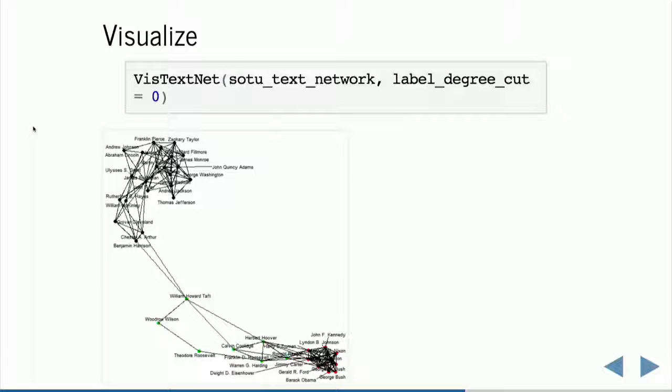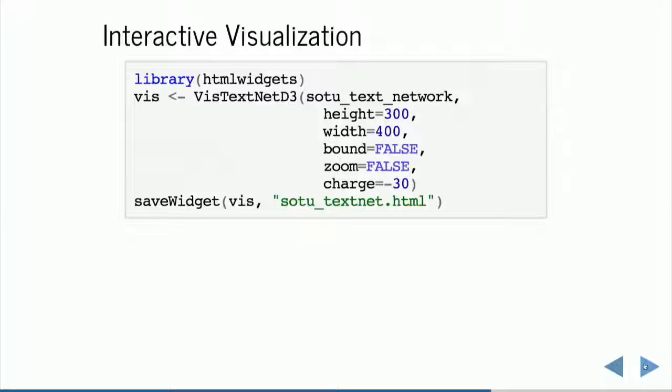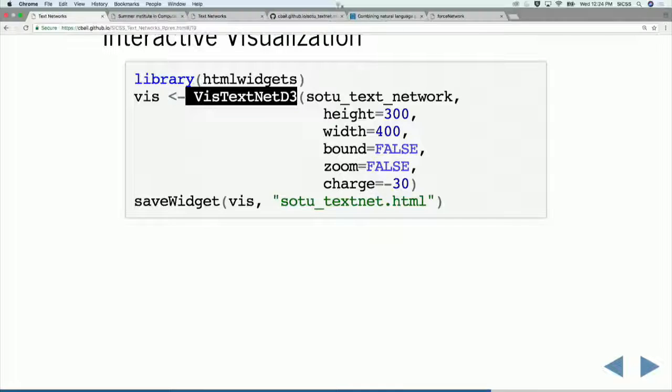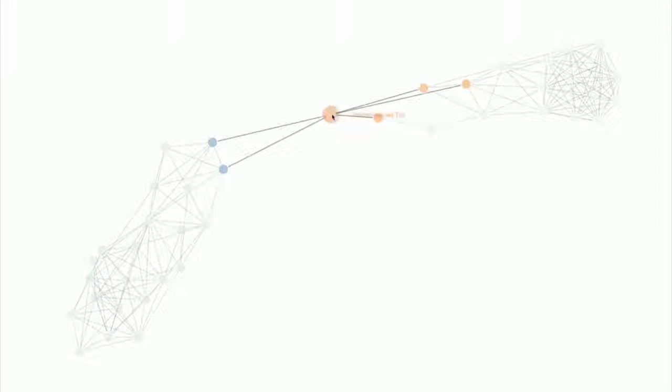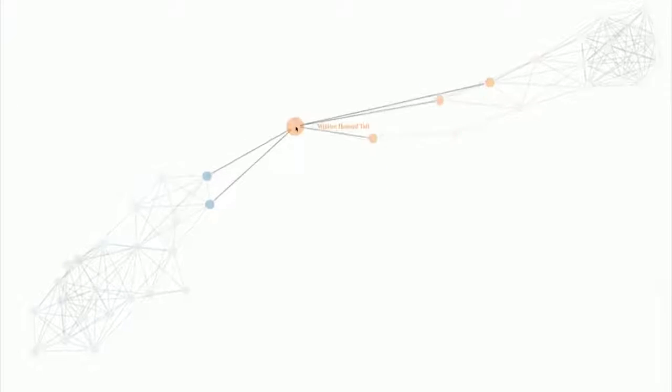Particularly in very dense networks, this type of static visualization can be constraining. And so the TextNets package also has an alternative called visTextNet D3. And this creates an interactive visualization in your RStudio pane, in the viewer pane, that looks like this. And you can drag over individual nodes in order to reveal the name of the author of the document. Or if you're doing a word-to-word projection, you can mouse over to look at which words are driving the classification.